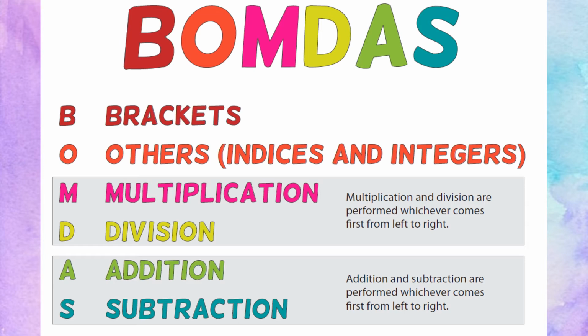Multiplication and division. These two go hand in hand and they are performed whichever comes first from left to right. So within the sum, if division comes first, we solve division. If multiplication comes first and it's on the left, we solve multiplication first. After we have solved multiplication and division, we then move to addition and subtraction. Addition and subtraction are also performed whichever comes first from left to right.